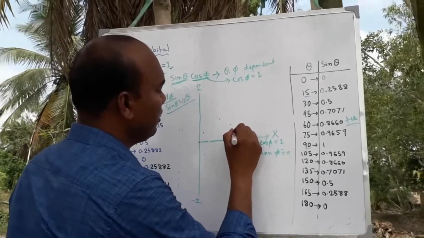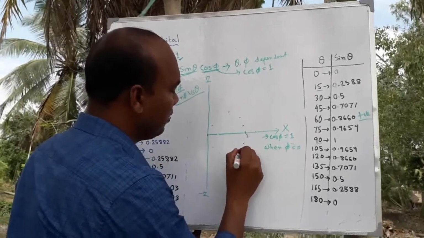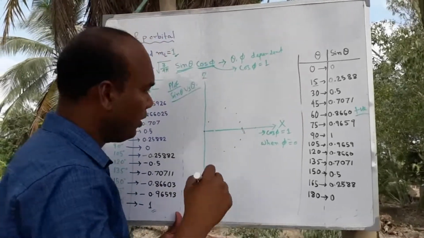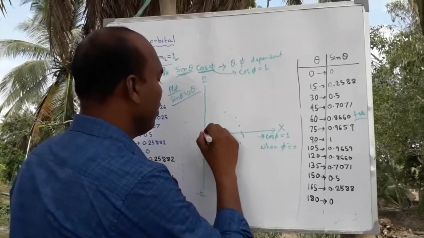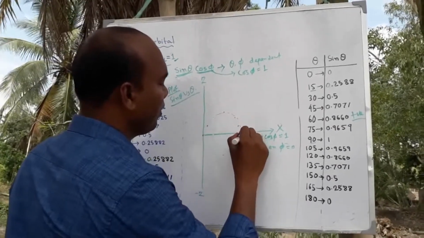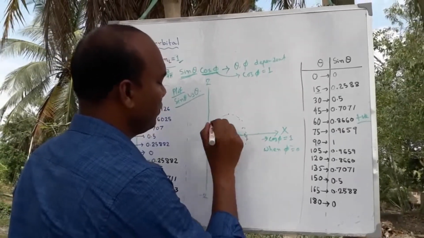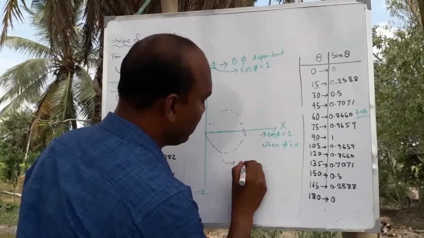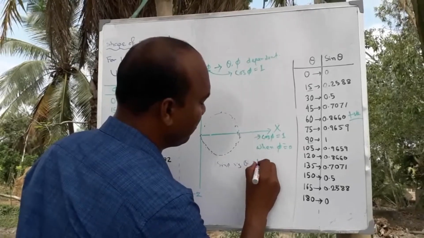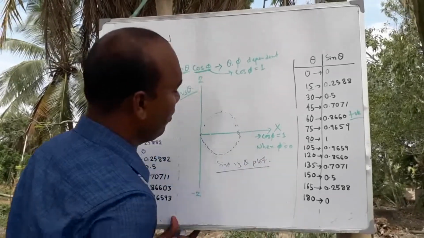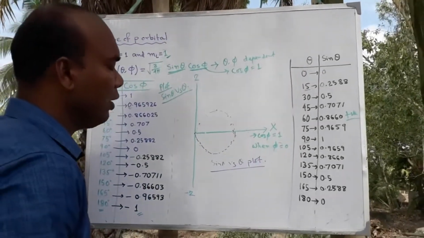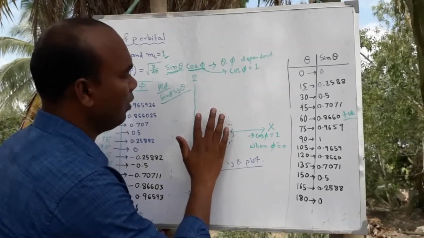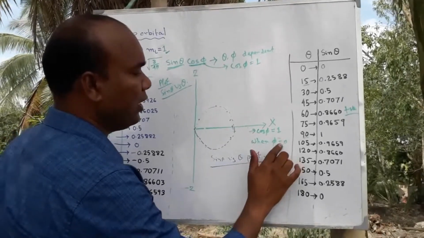And this. You see, if you join all these points, you will obtain a cycle. So this is the sin theta versus theta plot. You see, this is a circle along the x-axis when phi equals 0.